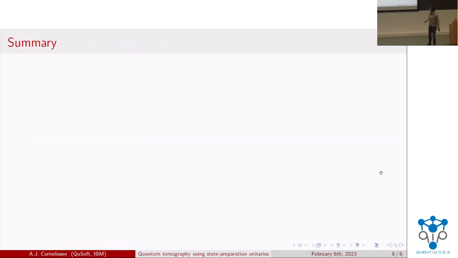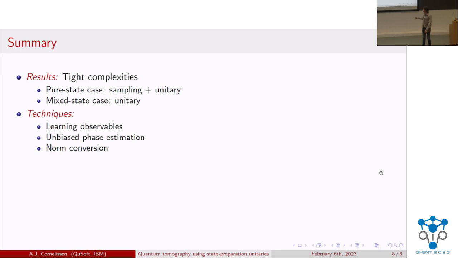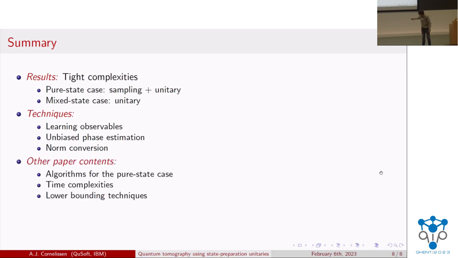Okay, so let me quickly summarize. What have we seen? I have told you about the results that we obtained, the complexities for pure and mixed state tomography. I have told you the three techniques that went into the estimation of the mixed state case. There are a couple of things in the paper that I haven't mentioned: first is the algorithm for the pure state case, and there are some tricks going in there that I haven't elaborated on. Then we also make some claims about the time complexity. And of course, there's a whole lot to say about how to lower bound, how to prove that these algorithms are optimal, that I haven't gotten into.